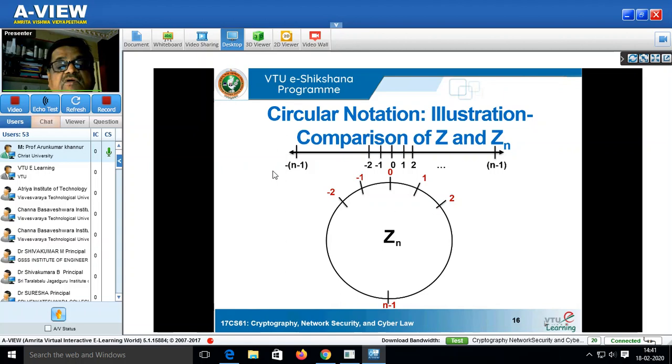Similarly, all the values of the integer set Z that give rise to residue value 2 will fall on the line starting from the center of the circle up to 2. Like that, we map all the values. So in the case of Zn, the residual values will be 0, 1, 2, 3, and so on, running up to n minus 1.